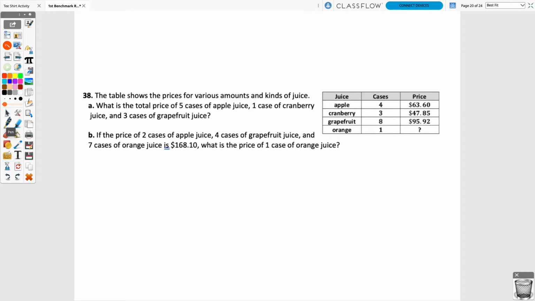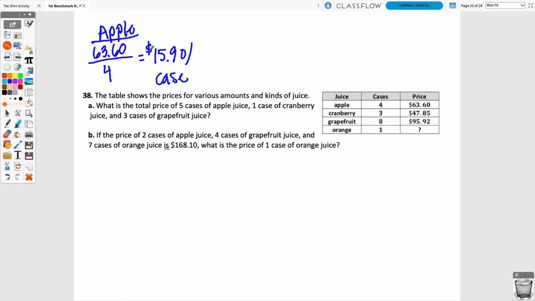Yeah. So I'm going to label this apple juice because we're going to have to do it with multiple juices. 63.60 divided by 4 should give us how much for each case of apple juice, Claire? $15.90, okay. So each case of apple juice costs $15.90. All right, we also need to know the price of 1 case of cranberry juice.